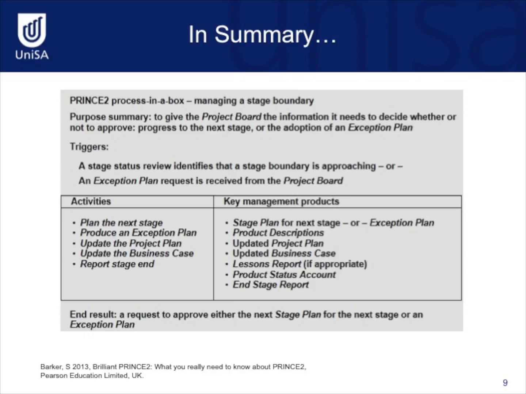There are a number of activities that must be carried out in this process which result in several key management products being produced. Some examples include a stage or exception plan, an updated project plan and business case, a lessons report if appropriate, and an end stage report. The final step in this process is a request to approve either the next stage plan for the next stage or an exception plan.